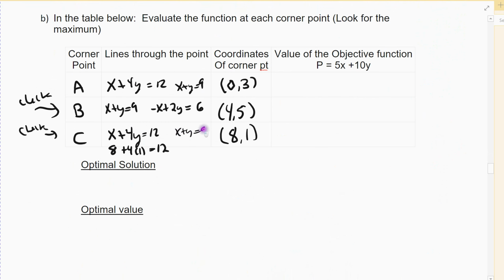x plus y equals 9. 8 plus 1 equals 9. Alright, so they do check. So those are the right corner points. I just didn't have the right line written down initially. But you should always check it, because if you don't have the right corner points, you won't get the right answer, and you want to make sure you get the right answer.